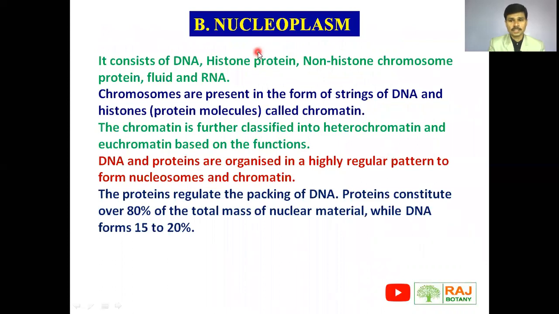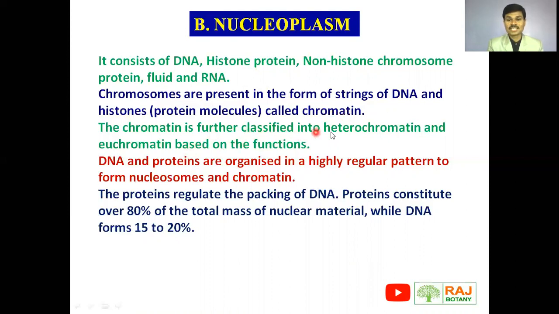Then let's see the nucleoplasm. It consists of the fluid-like portion inside the nuclear membrane, and also contains the DNA, non-histone proteins, and RNA. Chromosomes are present in the form of strings of DNA and histone, which is called chromatin. This is a very important characteristic of the eukaryotic cell. The chromosome consists of DNA plus histone protein. This is not the case in prokaryotic cells.